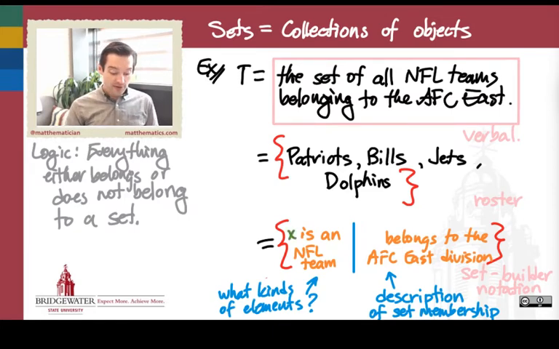So on the left side of the separator here, X is an NFL team. That tells us what kinds of objects are going to live in our set. And then on the right side of the bar, we'll repeat that same X. X belongs to the AFC East division. And now this looks like a more complete set builder notation for the set that I'm talking about.